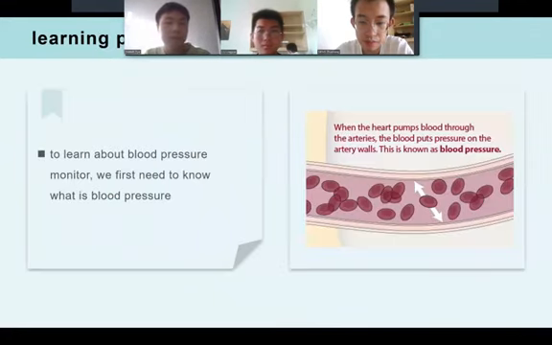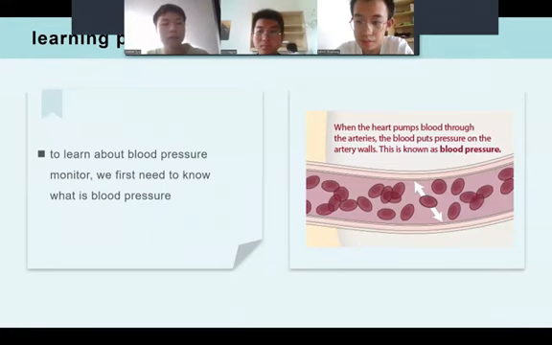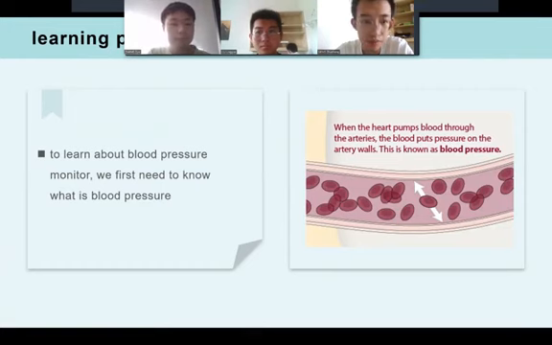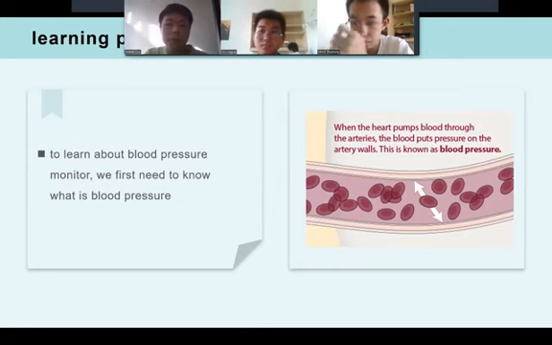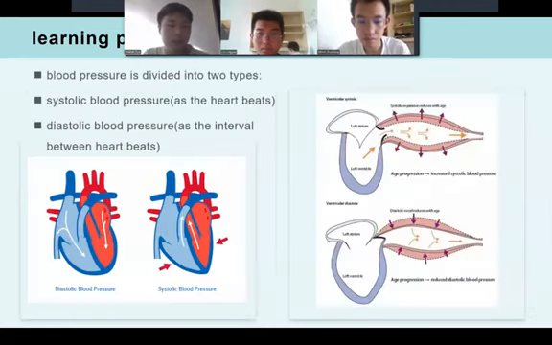First, I would like to introduce the process of learning about a blood pressure monitor. To learn about the blood pressure monitor, we first need to know what blood pressure is. When the heart pumps blood through the arteries, the blood puts pressure on the artery walls. This is known as blood pressure. Generally, blood pressure can be divided into two types.